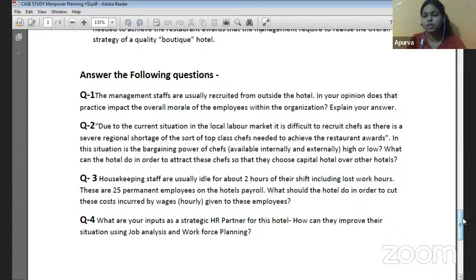Improve whose situation? The hotel's situation. Yeah. Right. The overall situation, whatever problems there are.